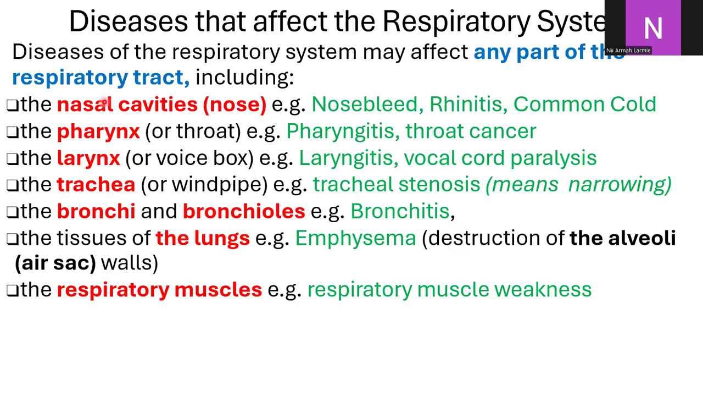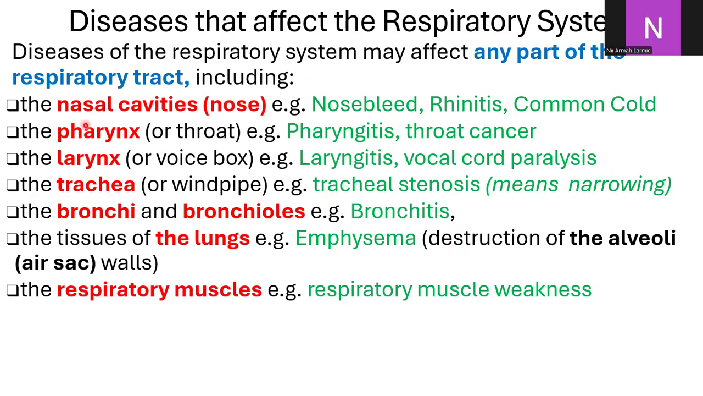If you take the nasal cavity or the nose, we can think about a nosebleed. We can think about a runny nose. We can think about common cold. If you take the pharynx, which is the throat, you can think about inflammation of the throat, pharyngitis. This could be infected. So you can have an infected pharynx, which is also described as pharyngitis. You can have a cancer of the throat.